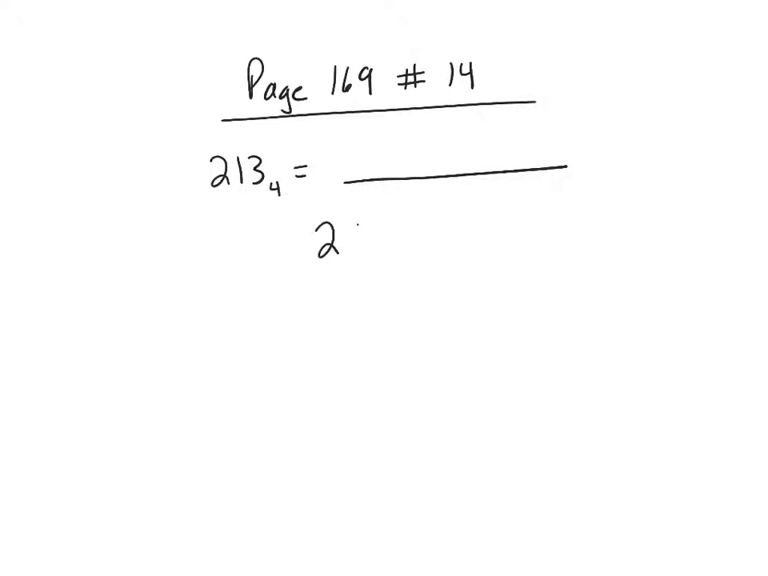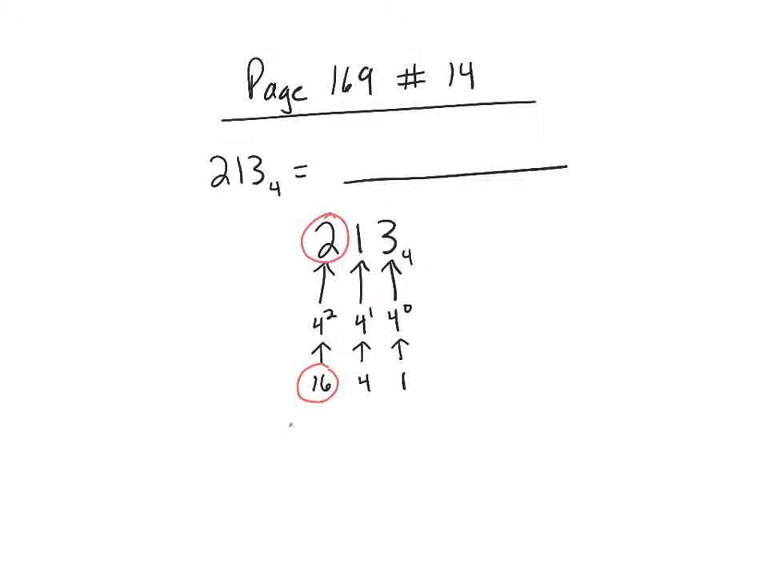So I'm going to have 213 in base 4, and I know that this would be the 4 to the 0 place, this is the 4 to the 1 place, and this is the 4 to the second place. Well, we know that 4 to the 0 is 1, 4 to the 1 is 4, and 4 to the second is 16. Okay, so now I've got 2 of those 16s, so 2 times 16.